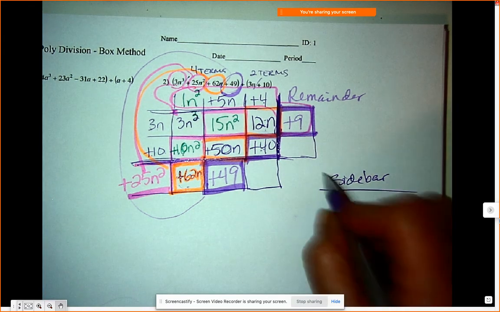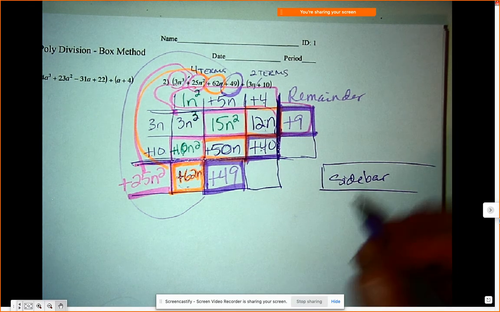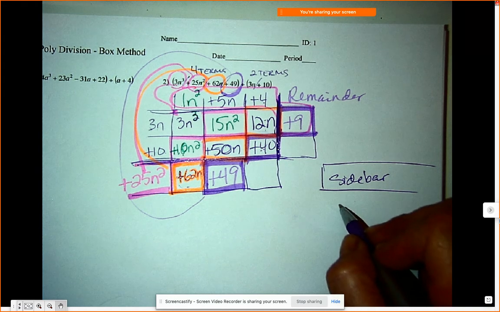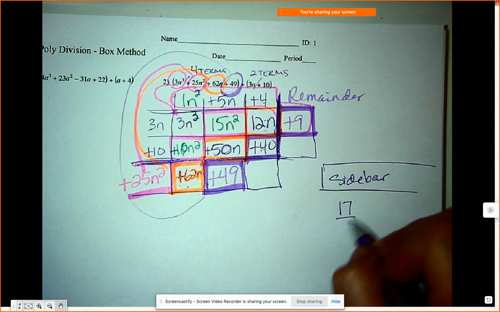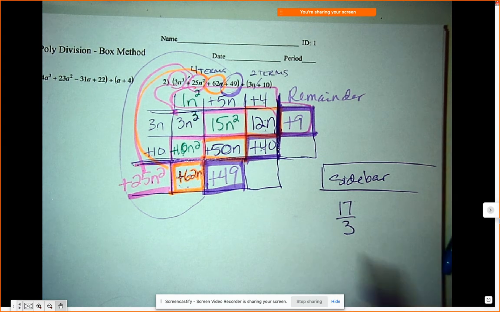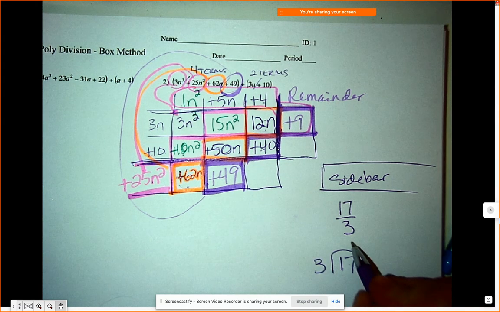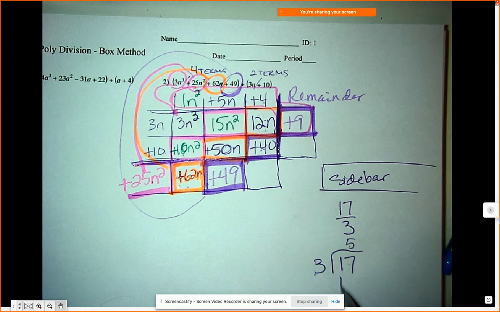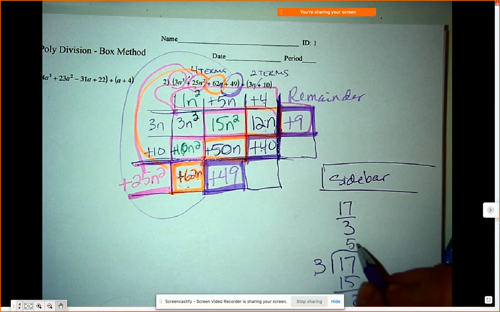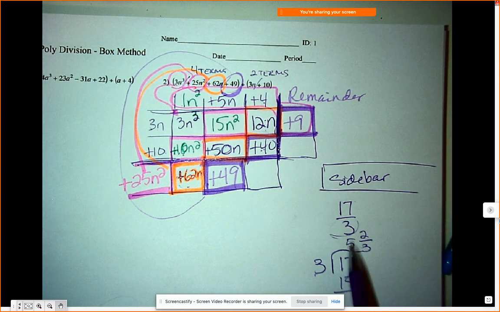Sidebar. If I'd asked you to write as a mixed number, let's go with 17 thirds. And I'm asking you to write this as a mixed number. You would take 17 under the house. 3 goes into 17 5 times. 5 times 3 is 15. And I get a remainder of 2. You don't write remainder 2 like we've been doing. You write 2 thirds because we were dividing by 3 at the beginning. The remainder is on top. The 3 comes on the bottom.